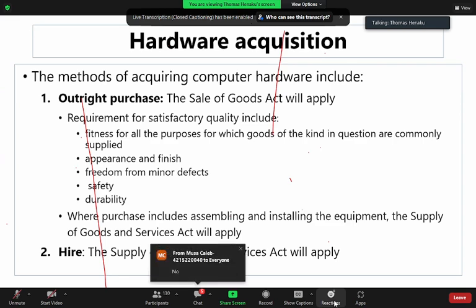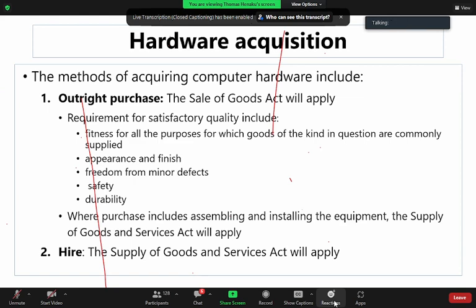So the Sale of Goods Act requires that goods must be of the right quality, right? On the other hand, if the supply goes beyond the mere supply of the equipment and, for example, carries out some work such as assembling and installing the equipment, then it is no more the Sale of Goods Act. And I'm talking even in terms of hardware. Then it goes to the Supply of Goods and Services Act, and that is the act that will apply. And if the contract is for the hire of the equipment, then the Supply of Goods and Services Act will also apply, whether or not installation or other services are also provided by the supplier.